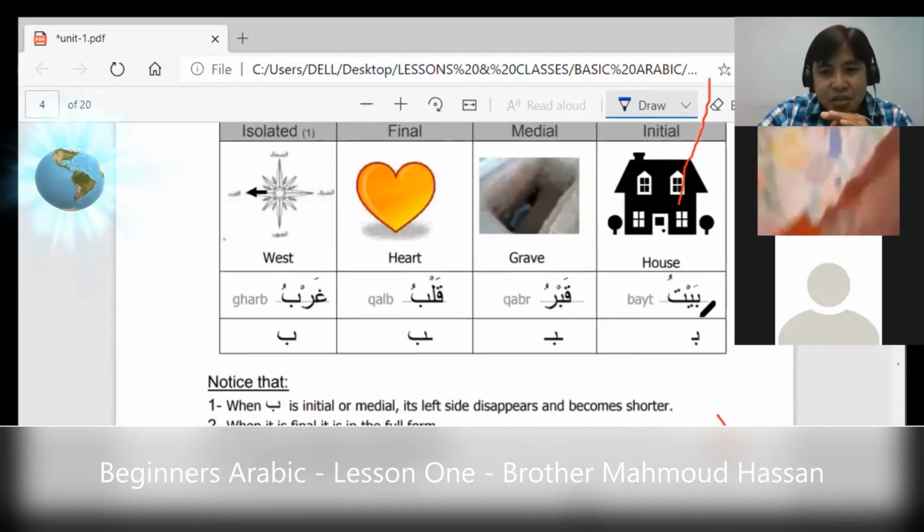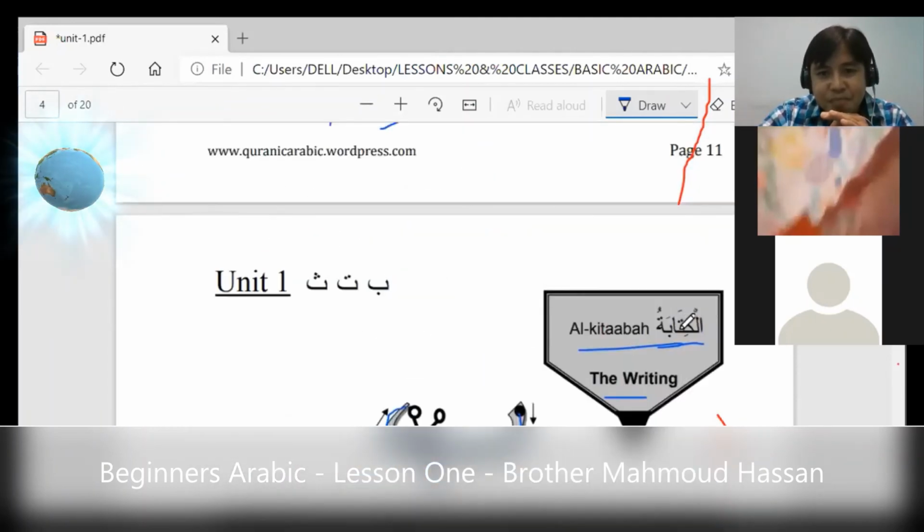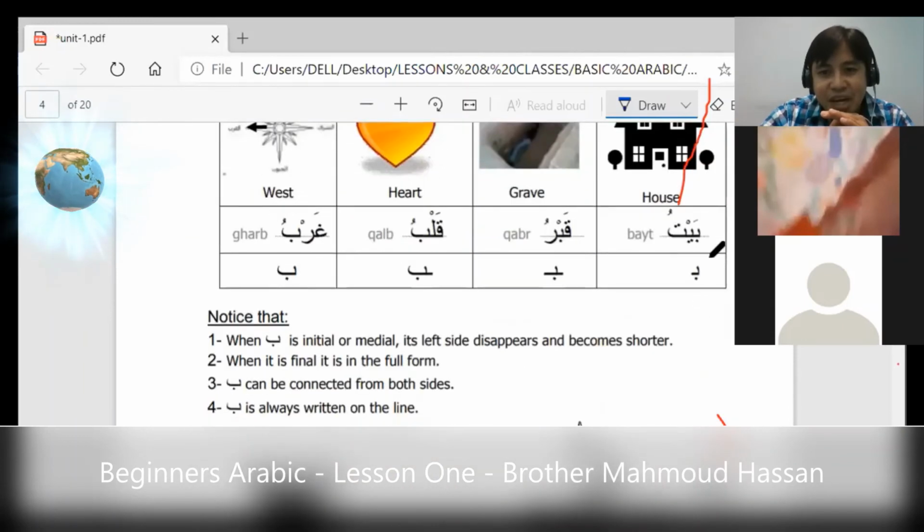Then first, what you're going to do, you write, then you look for the letter ba in each of the letters. So the first word, house in Arabic, is bait. Okay, ba is there. Then next is grave in Arabic, qabr, and the ba is in the middle.